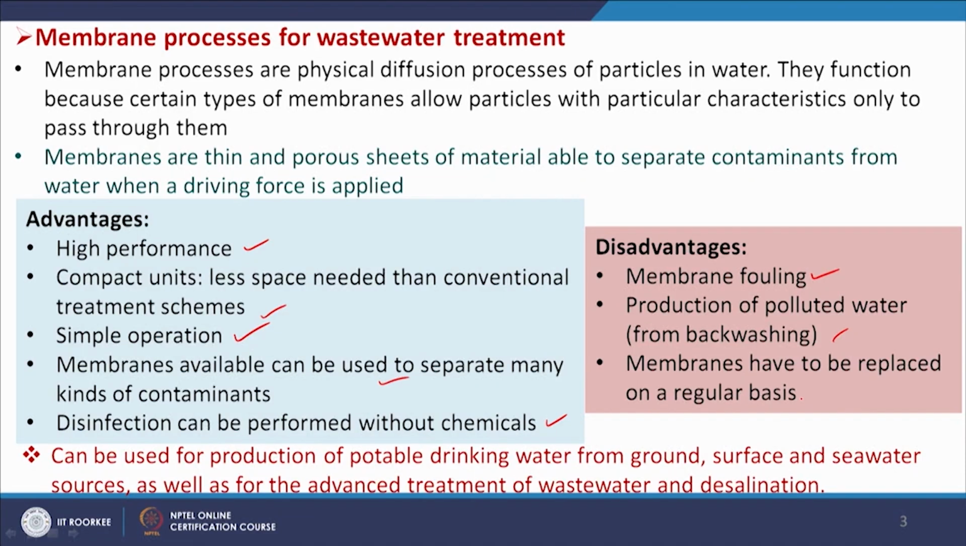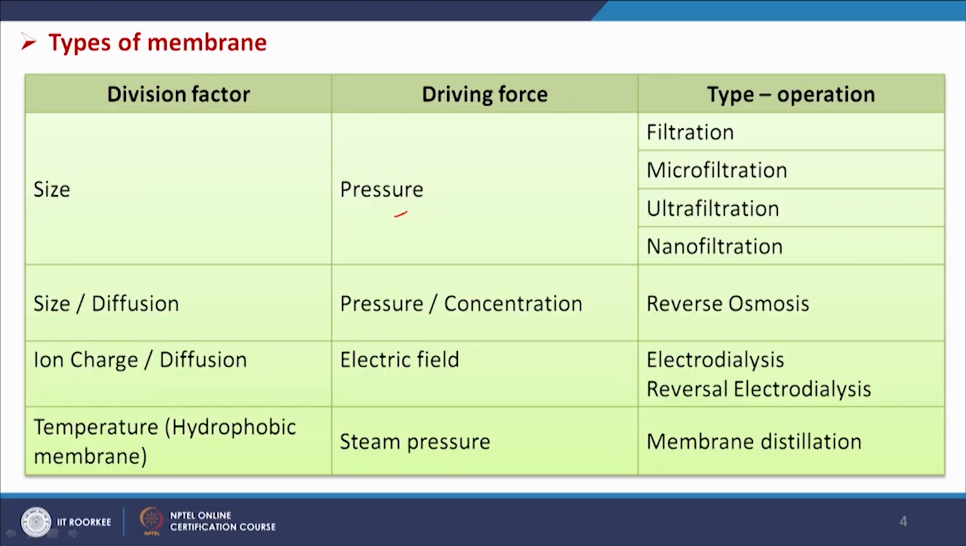So, it is basically a costly method. This process can be used for production of potable drinking water from ground, surface and sea water sources, as well as for the advanced treatment of wastewater and desalination. This method can be used for different types of wastewater treatment, from home use to very large scale production. Now, we will see the types of membrane.